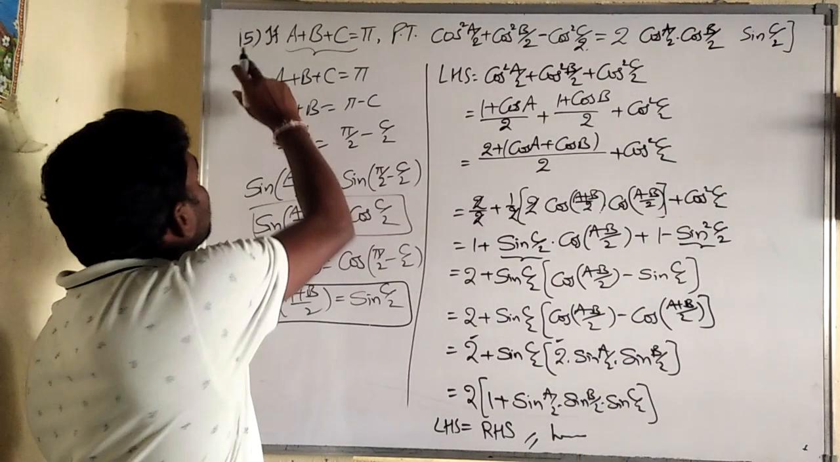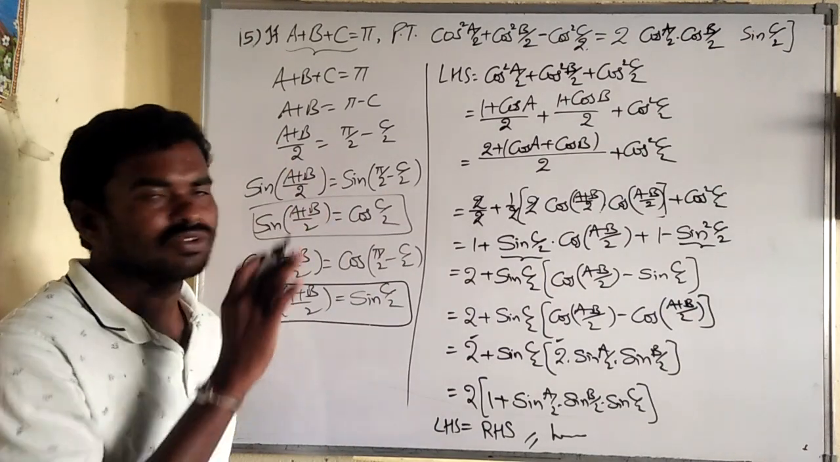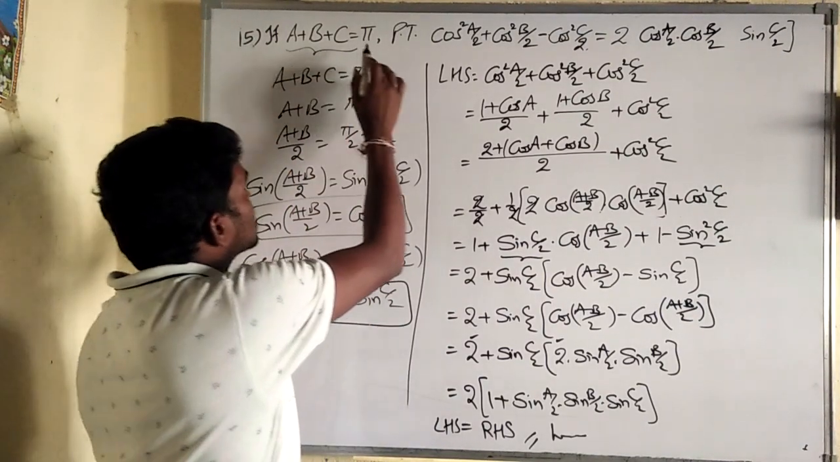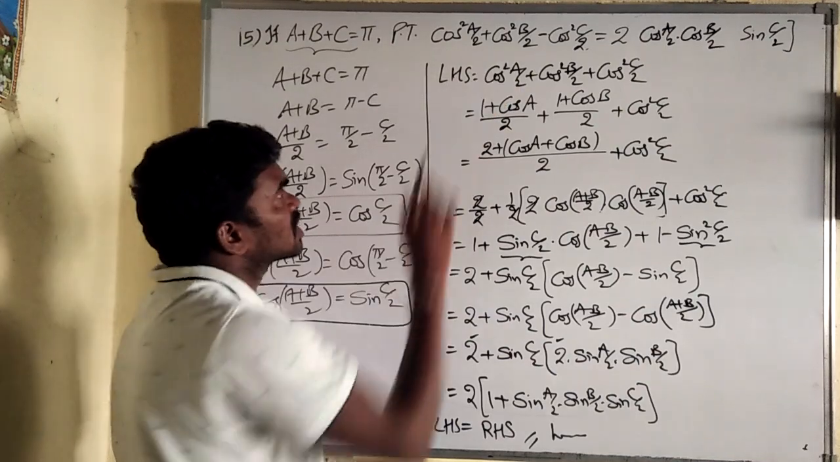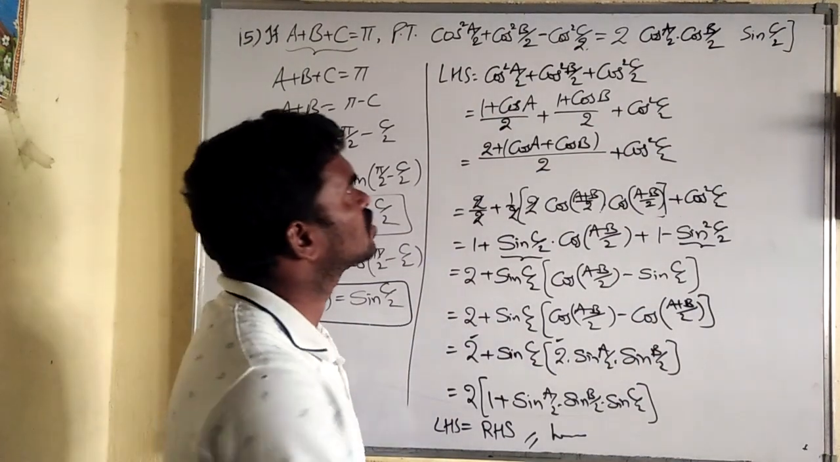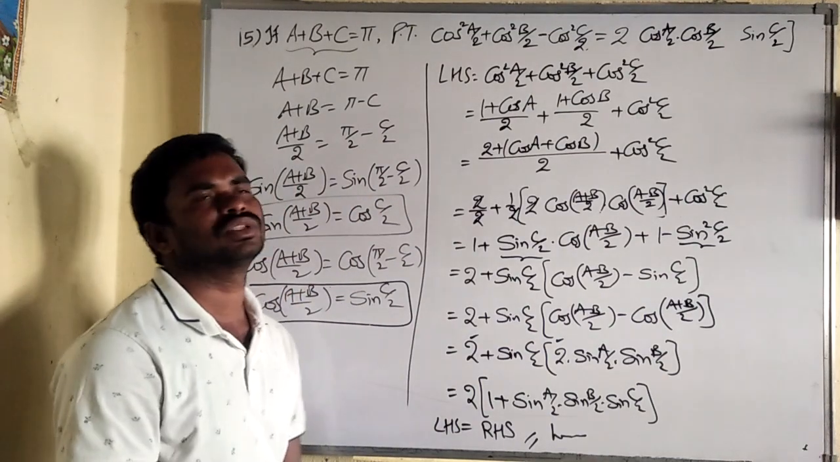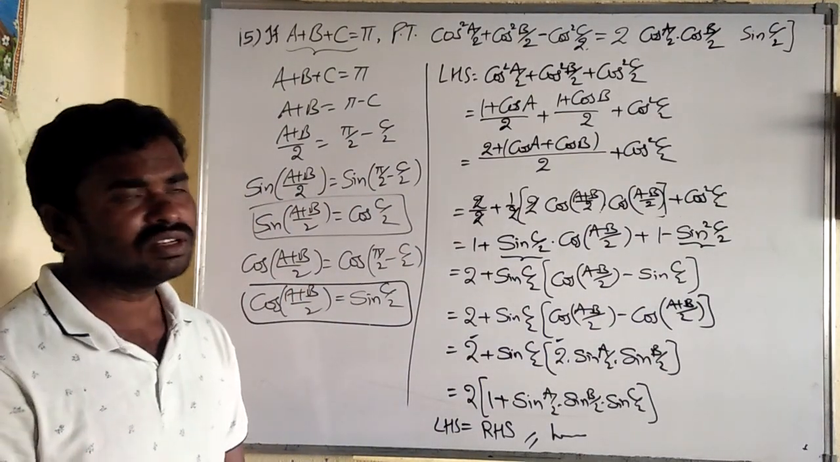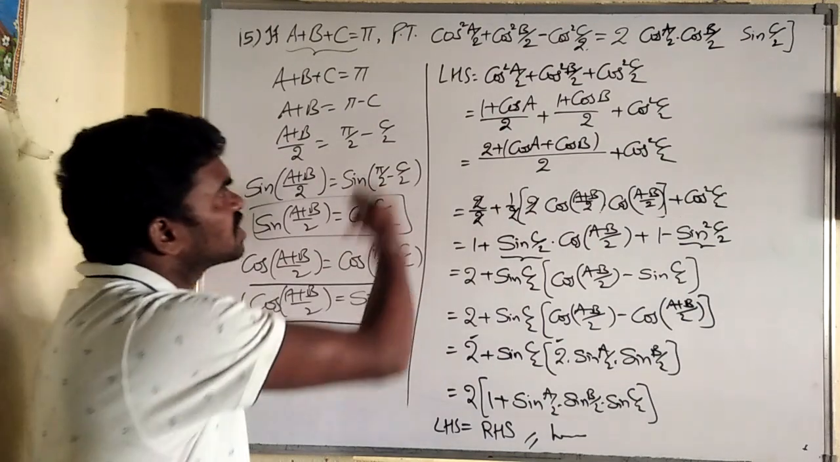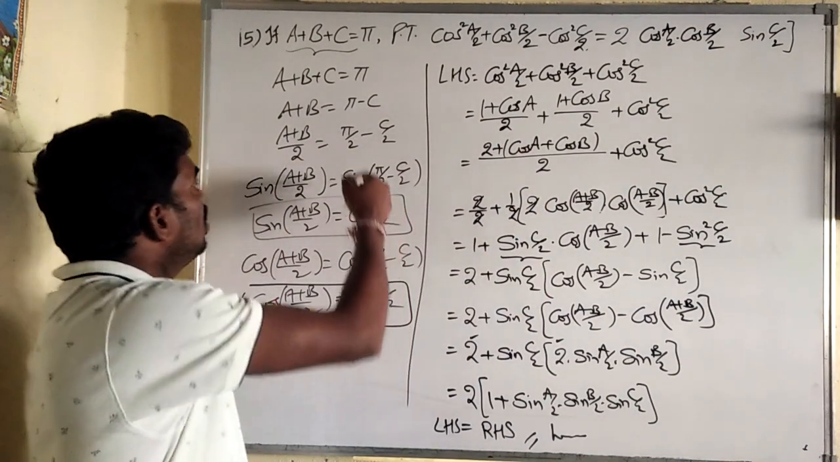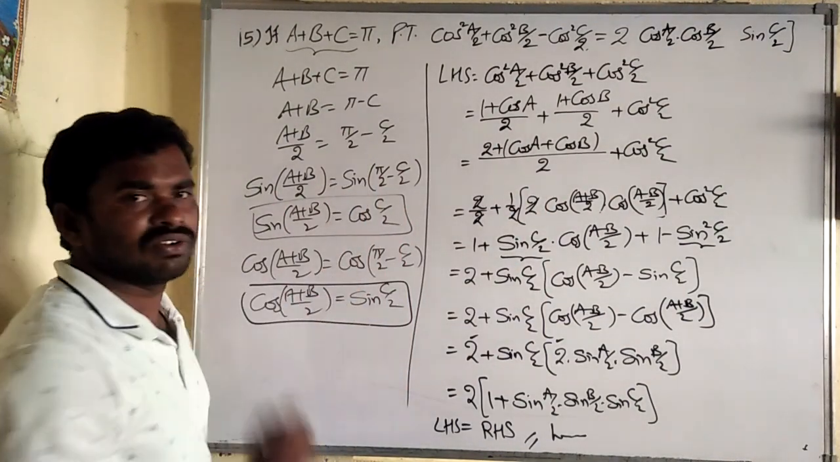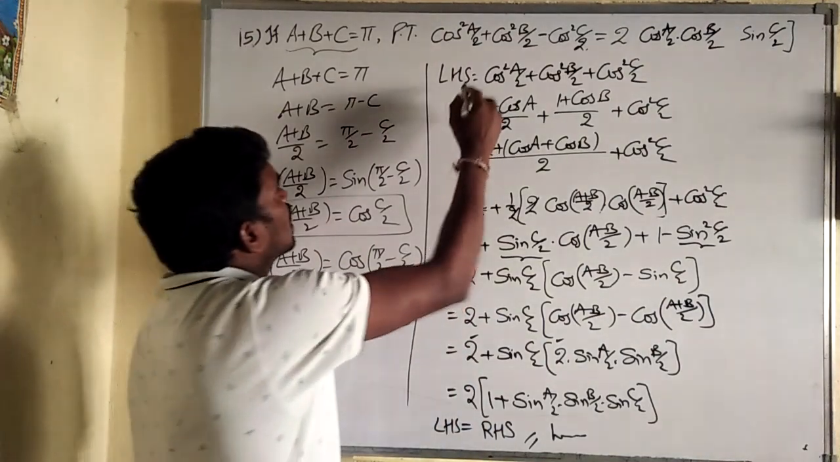So next, 15th question, same type as the 14th question. If a + b + c is equal to pi, then prove that cos square a/2 plus cos square b/2 minus cos square c/2 is equal to 2 into cos a/2 into cos b/2 into sin c/2. There is the question. So how to solve? Like the 14th question. This is the 14th question answer.